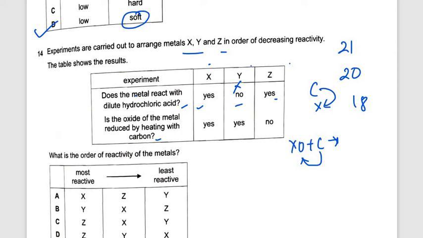So then Z is highly reactive. Which option is matching here? Z is the reactive metal, which is here, then followed by X and Y. So option number C is the only correct option you have.